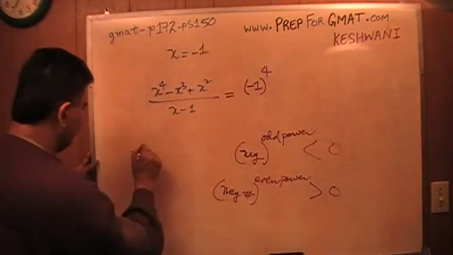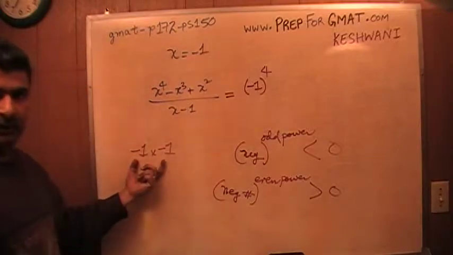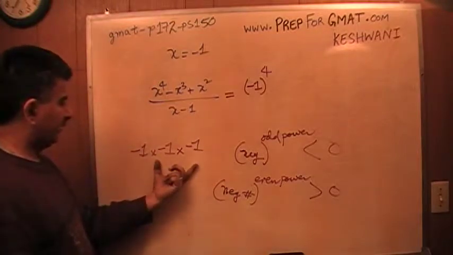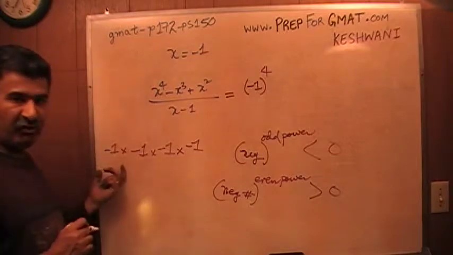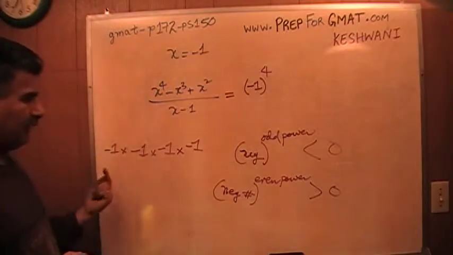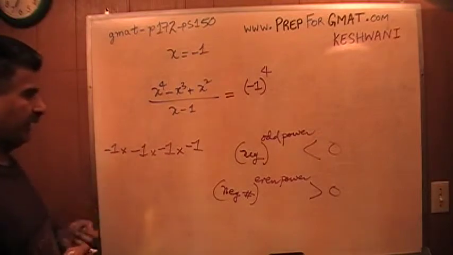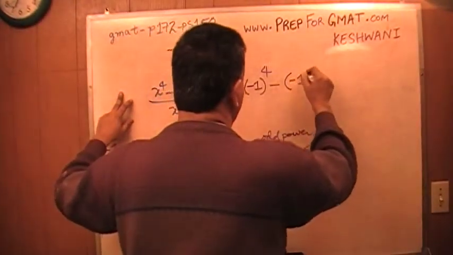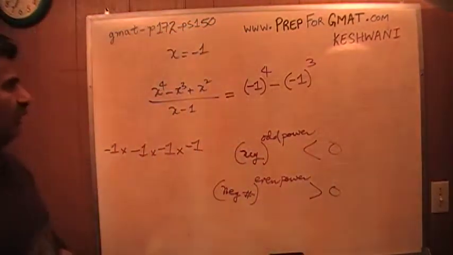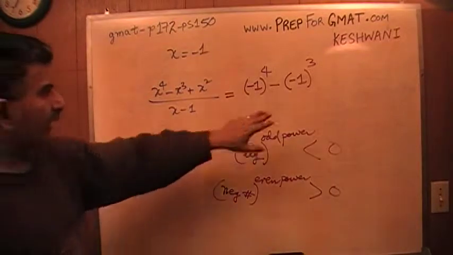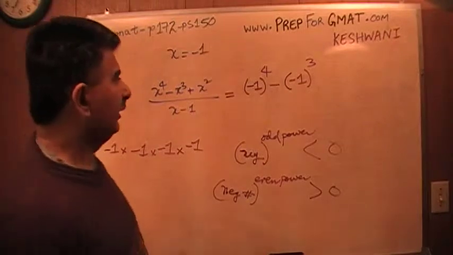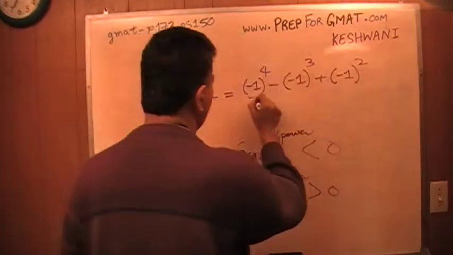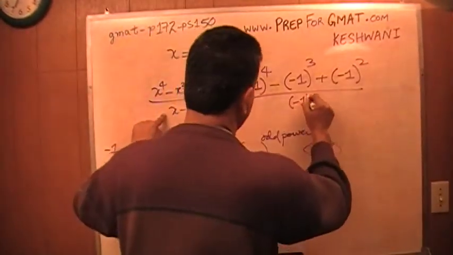Why? Because -1 times -1, negative times negative is positive, so it just gives me +1. If I multiply it by -1 one more time, this becomes -1 again, and then if I multiply it by -1 one more time, it goes back to +1. Since the quantity is 1, it does not change, just the sign keeps changing from negative to positive. It's just a matter of keeping track of your signs, that's all it is. It's not a difficult problem. -1 raised to the 3rd power will be -1, and -1 raised to the 2nd power is going to be +1, over x, which is -1, minus 1.